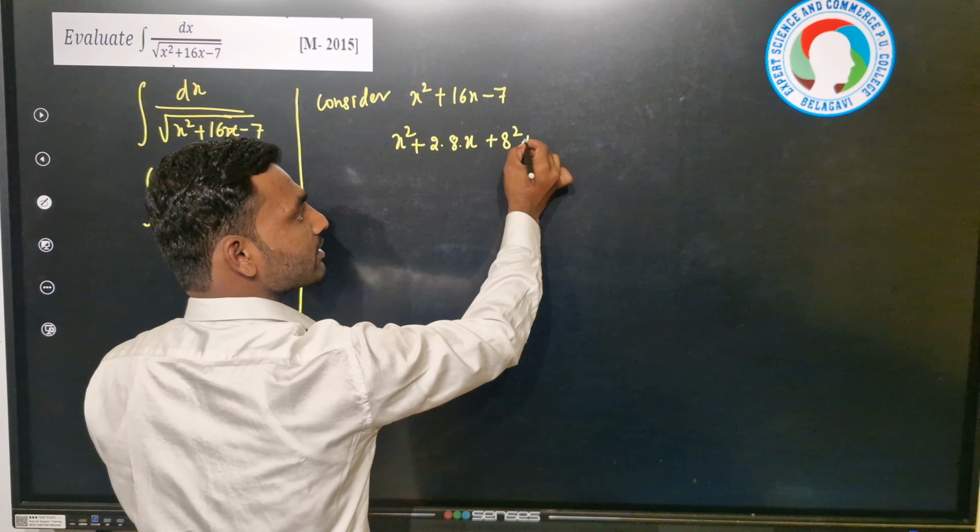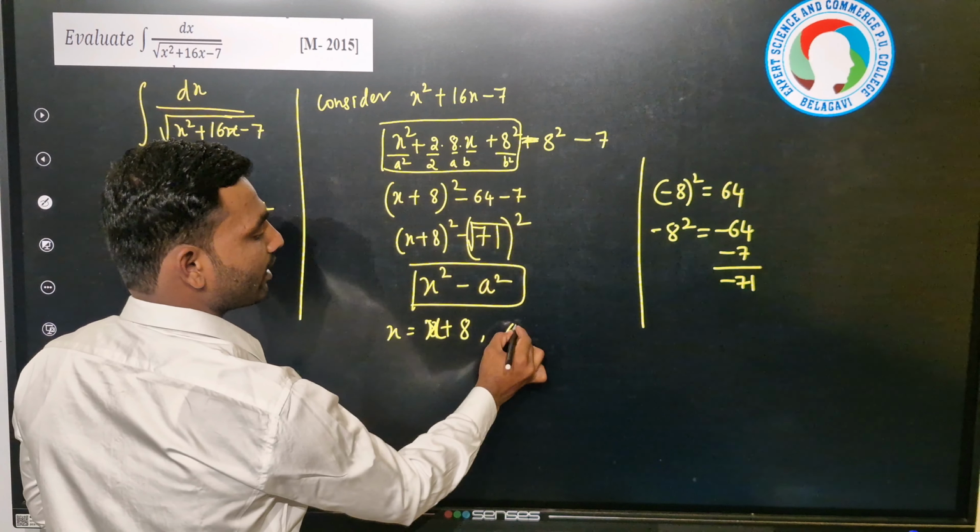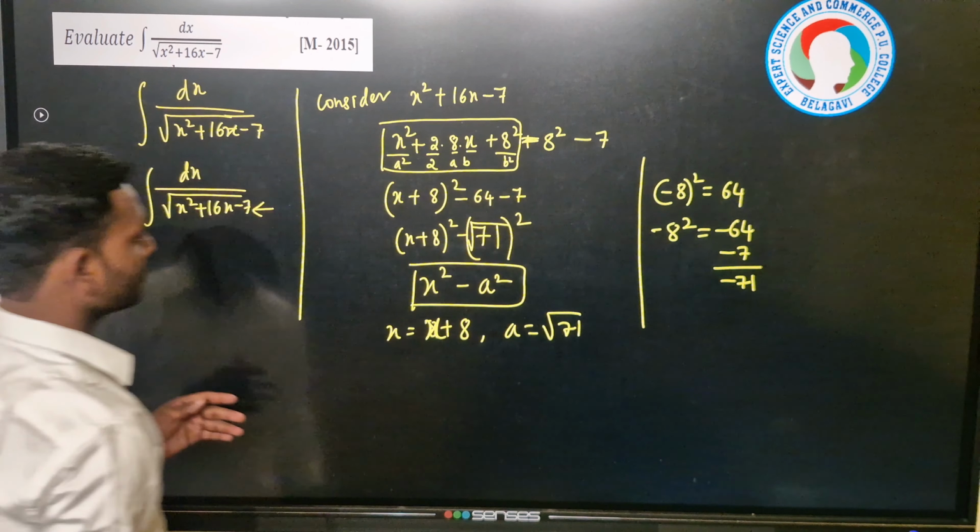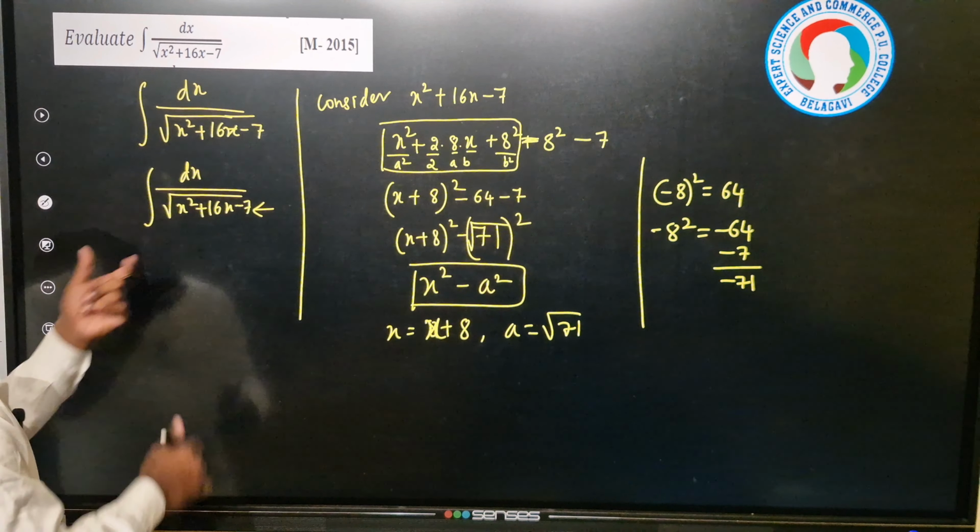You need the square format because the last question is nothing but x square minus a square. We have to make it in the form of x square minus a square. So for the 71, we have to take it as the square root of 71 and square. Now it is in x square minus a square format. So the x value is x plus 8 and the a value is root 71. So here this equation becomes square root of x plus 8 whole square minus root 71 square.